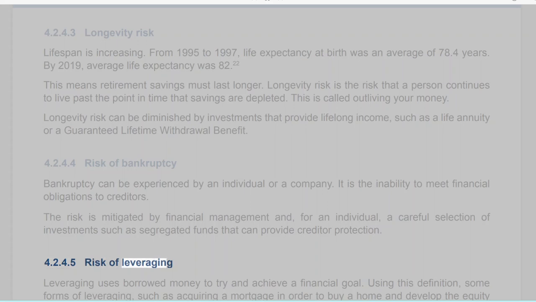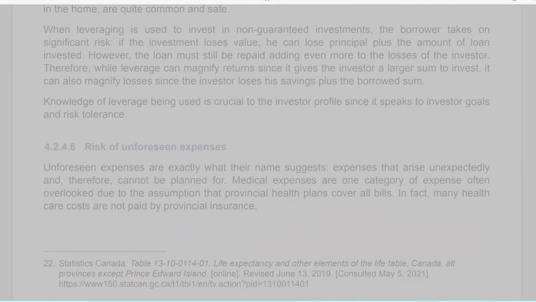4.2.4.5 Risk of leveraging. Leveraging uses borrowed money to try and achieve a financial goal. Using this definition, some forms of leveraging, such as acquiring a mortgage in order to buy a home and develop the equity in the home, are quite common and safe. When leveraging is used to invest in non-guaranteed investments, the borrower takes on significant risk. If the investment loses value, he can lose principal plus the amount of loan invested.